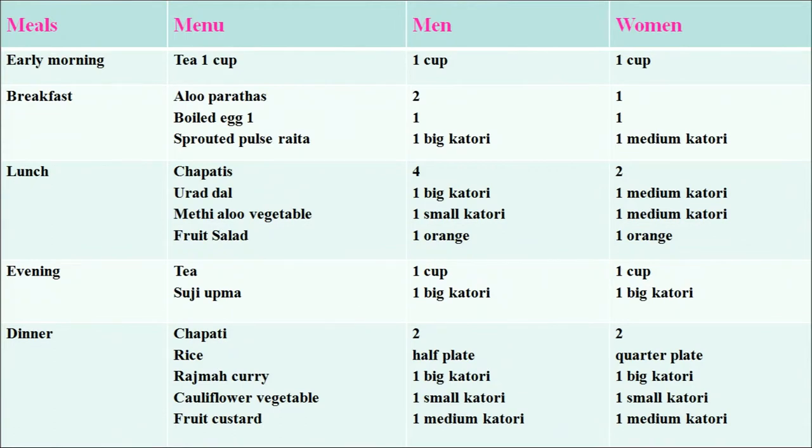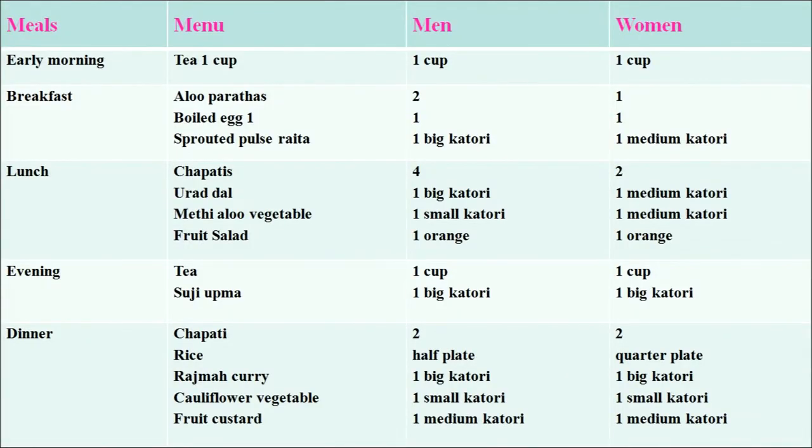Those who do not eat the egg can increase the amount of pulse or sprouts, or they can also have an increased amount of curd, so that two items are given here. Two parathas can be eaten by an elder man, however one is more than enough for a woman. The amount of raita can be a big katori, and that amount can be reduced to a medium katori for raita.